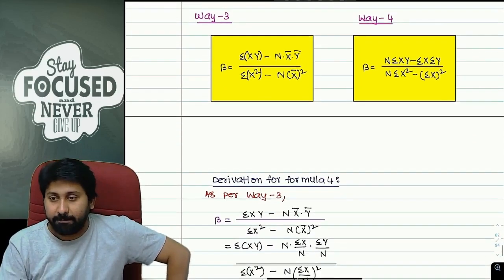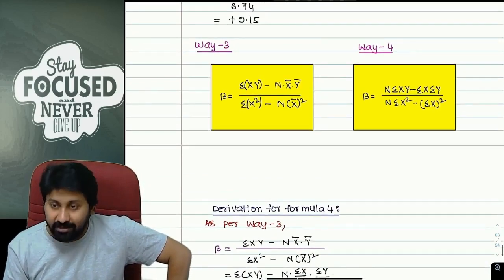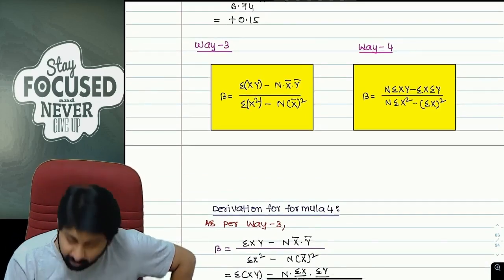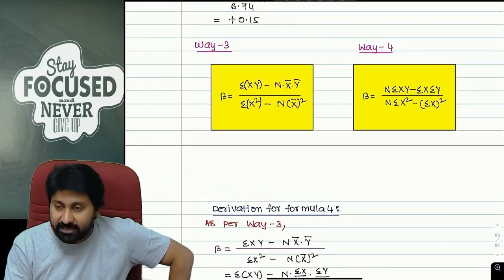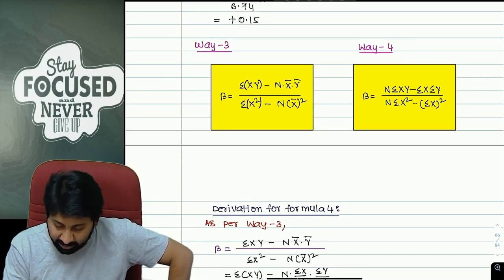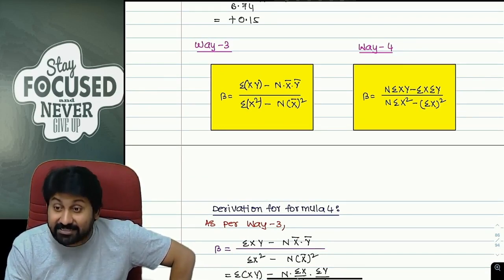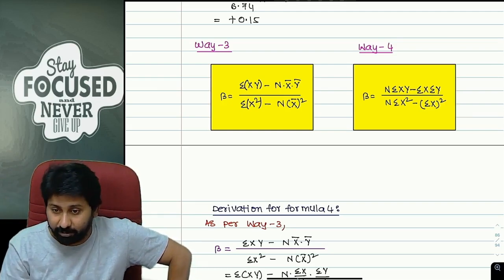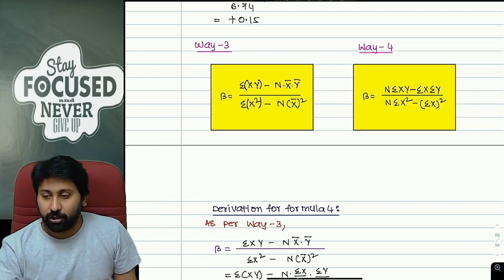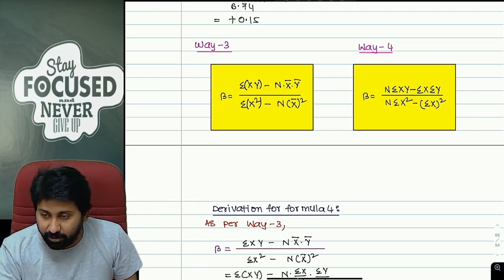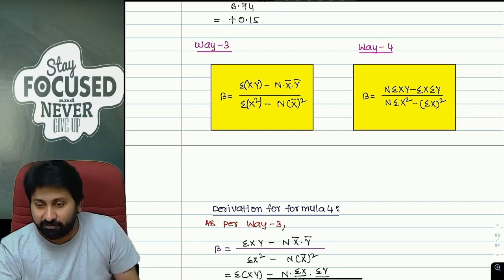Or fourth way, beta equal to n sigma xy, okay, n sigma xy minus sigma x into sigma y, whole divided by n sigma x square minus sigma x whole square. Okay, these are the two formulae. So you please copy by pausing the video. I will tell you the derivation of the formula as well.